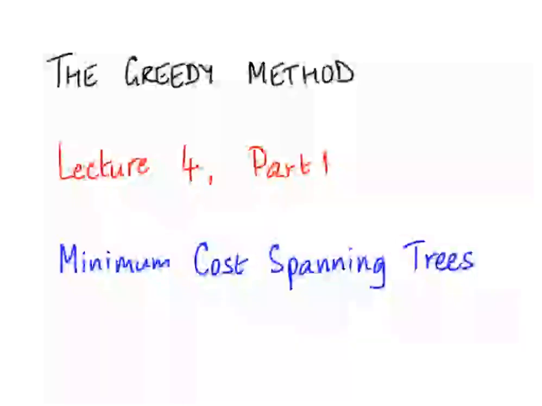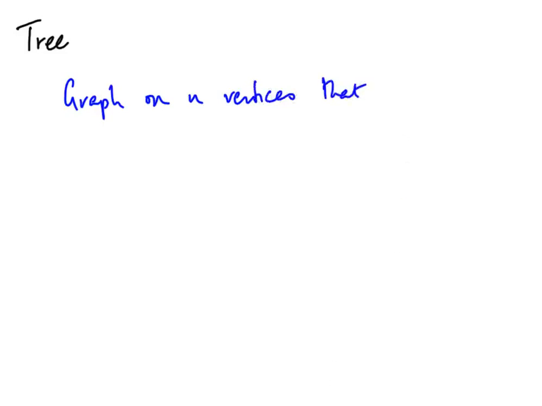So let's look at the problem of constructing a minimum cost spanning tree in a graph. So the first thing we need to define is a tree. A tree is a graph on n vertices that has two properties. It is connected and it is acyclic. That is, there are no loops in the graph.